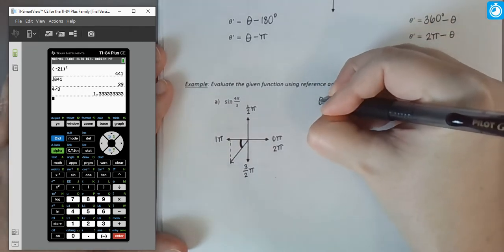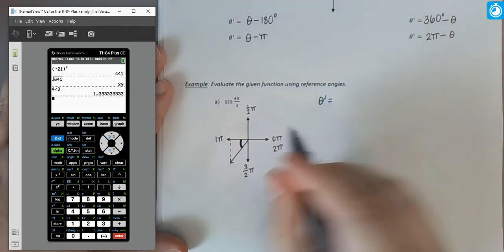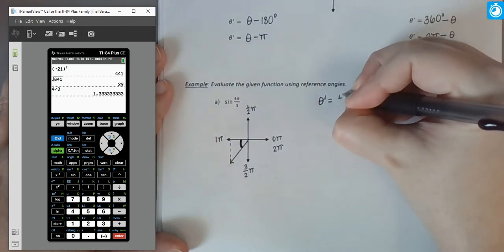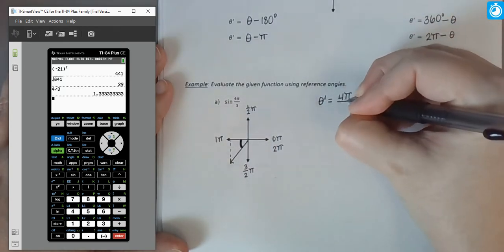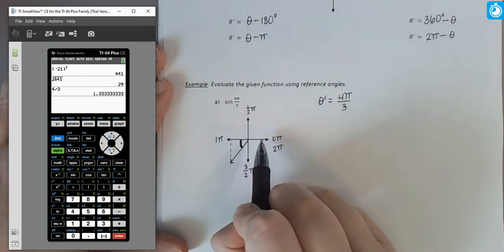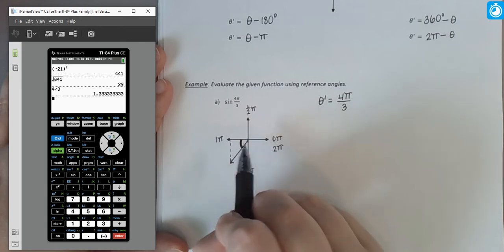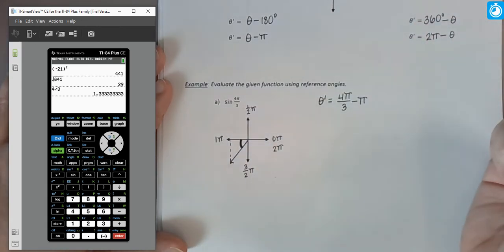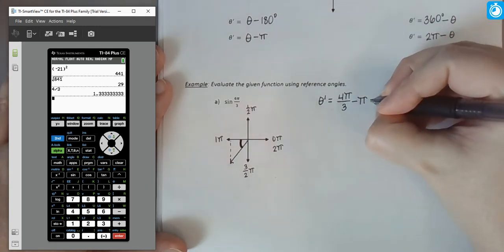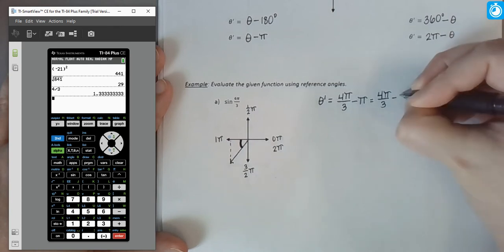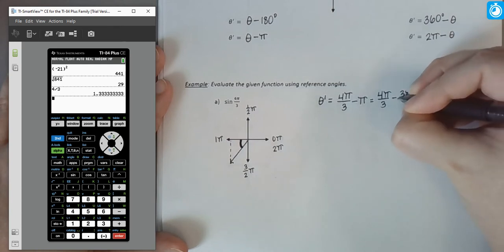So our reference angle is going to be defined as our angle, which in this case is 4 pi over 3, minus that halfway rotation to pi. It's the difference between the two, so minus pi. Okay, and if we get our common denominator, that's going to be 4 pi over 3 minus 3 pi over 3.